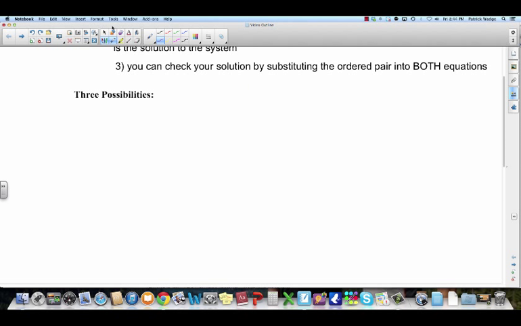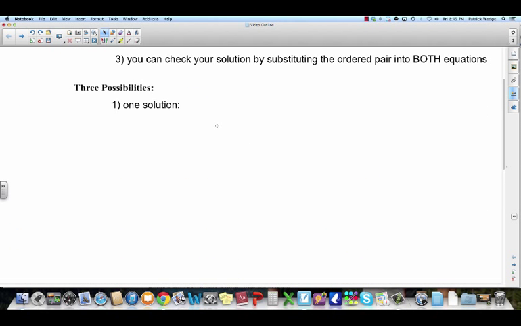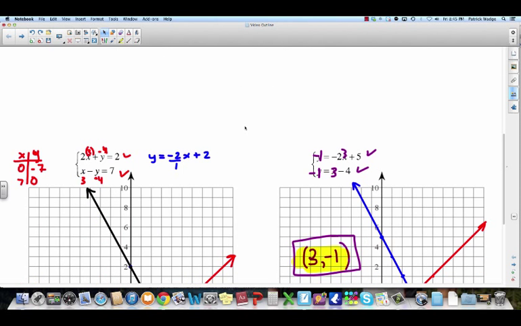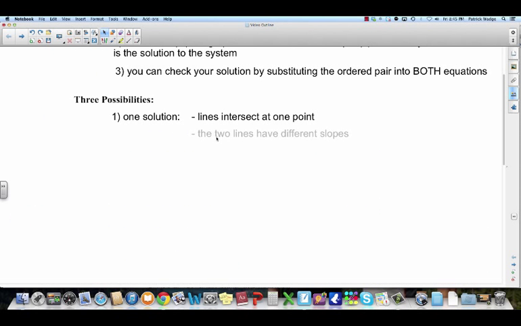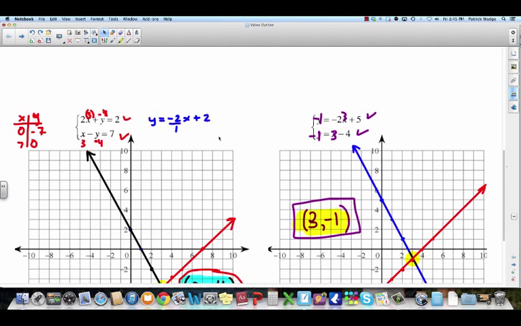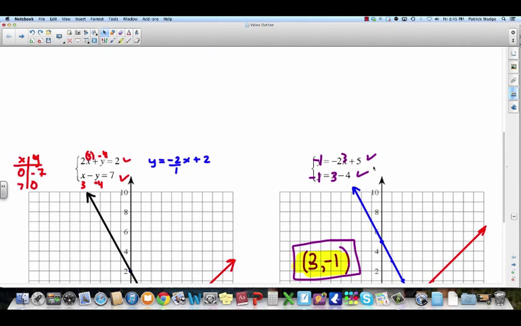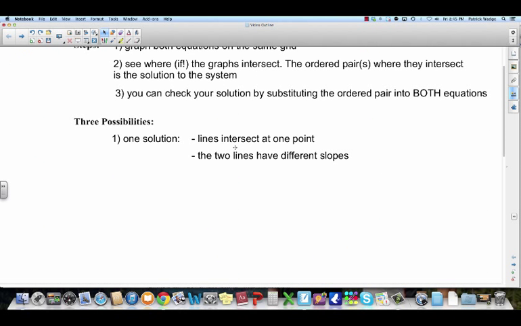All right, so there's three possibilities. The first possibility is that there's only one solution, and that's what we're getting here. This will happen when the lines intersect at only one point, of course. They crossed at this one point. The two lines have different slopes. This will always be the case when you have one solution. And what we say is that this is a consistent system with independent equations. Okay, and that'll make a little more sense once we show you the other possibilities.